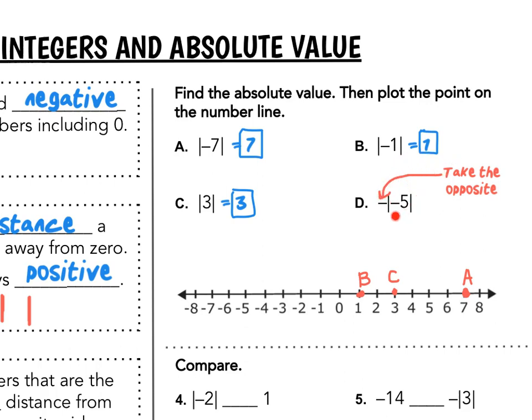So for this problem, because the negative is on the outside of the absolute value bars, my answer is going to be -5. Okay, and then we're going to plot that one on the number line, and that'll be the only point that's going to be on the negative side of the number line. So plot a point at -5, label it D.